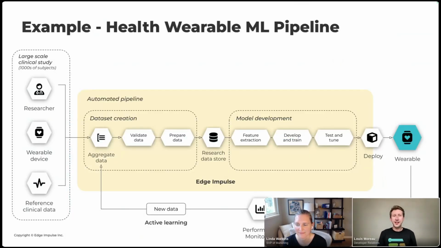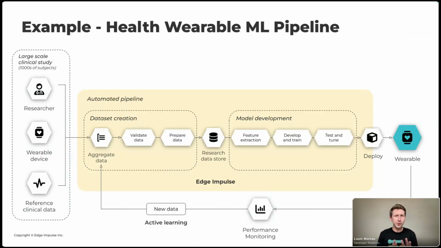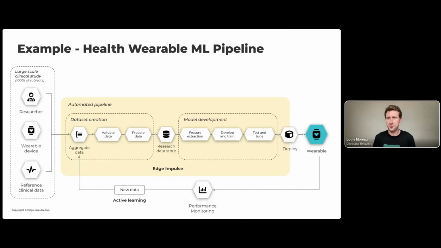So just before we get started, I wanted to give you two ML pipelines examples. One is around health wearables. I'm not going to cover all the details. We are working with several customers to automate the data pipelines, and one of the pain points in those use cases is how to handle large-scale clinical studies. So we've been developing features within Edge Impulse Studio, especially in the organization section, to answer those needs. We will cover that in more detail later.